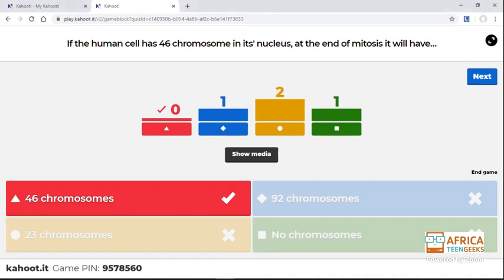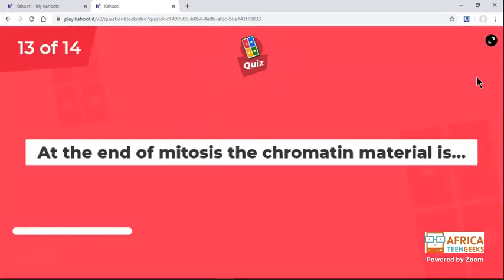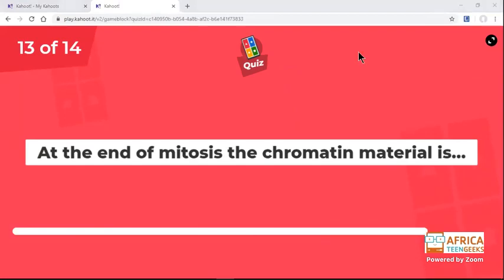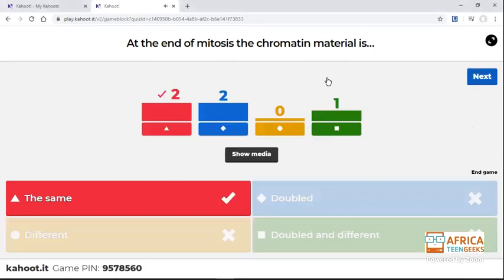Okay. Guys, time is up, so I'm moving fast so that you can see all the questions and I explain the answers. So at the end of mitosis, the chromatin material is it the same, different, doubled, or doubled and different? So well done, guys. So it stays the same. So everything in mitosis stays the same. The chromatin material stays the same because it contains chromosomes. So if chromosomes stay the same, then the chromatin material will also stay the same.